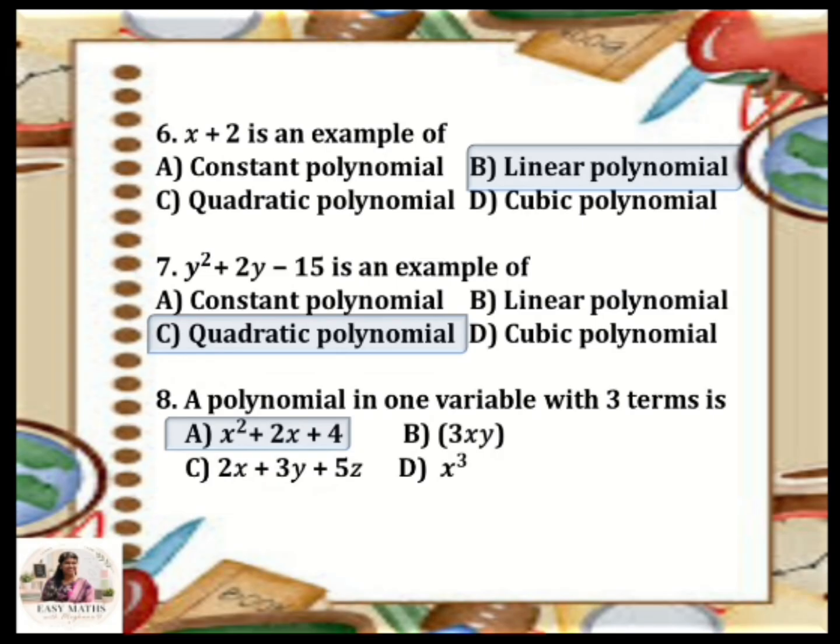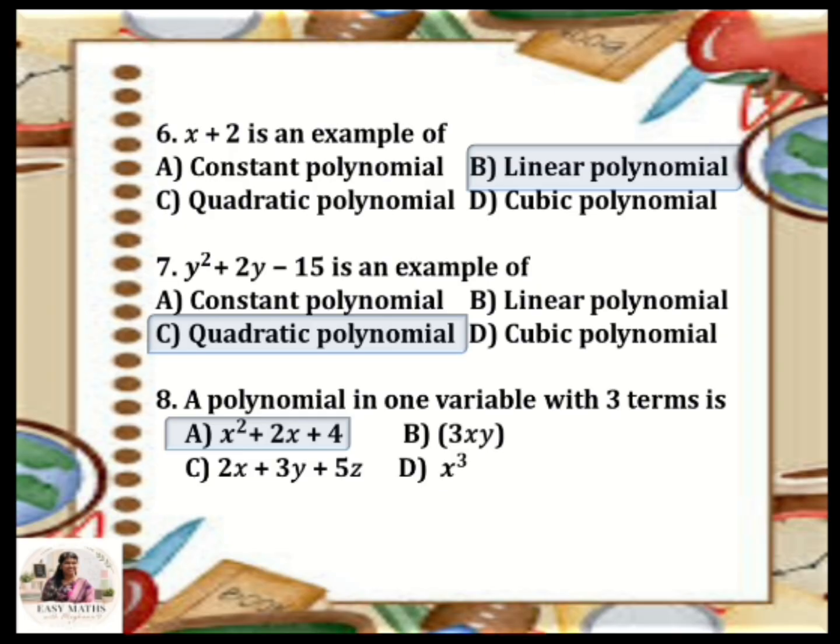Question number 6. X plus 2 is an example of. So here you can see the degree of the variable x is 1. So it is called as linear polynomial. If the degree is 2, then it is called as quadratic polynomial. If the degree is 3, then it is called as cubic polynomial. So for 6th question, option B is the correct answer.